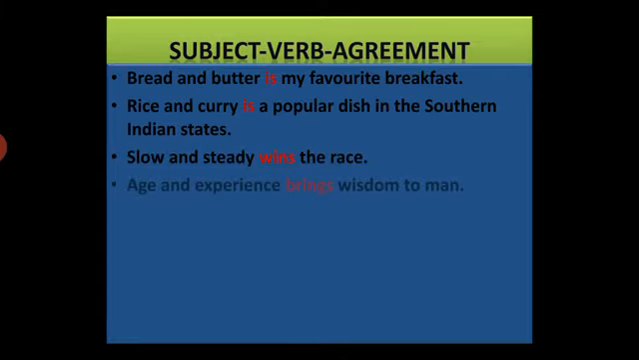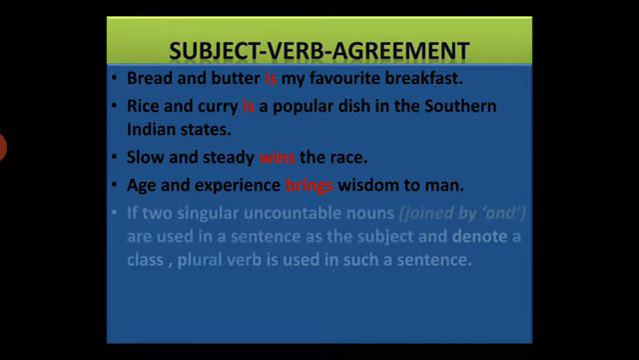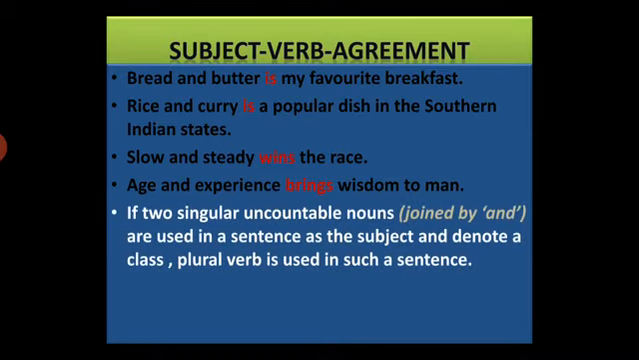Slow and steady wins the race. Age and experience brings wisdom to man. So these pair words denote a singular subject. They are actually not different from each other. They are used together. But if two singular uncountable nouns are joined by and in a sentence and used as the subject and they denote a class, we use a plural verb for them.